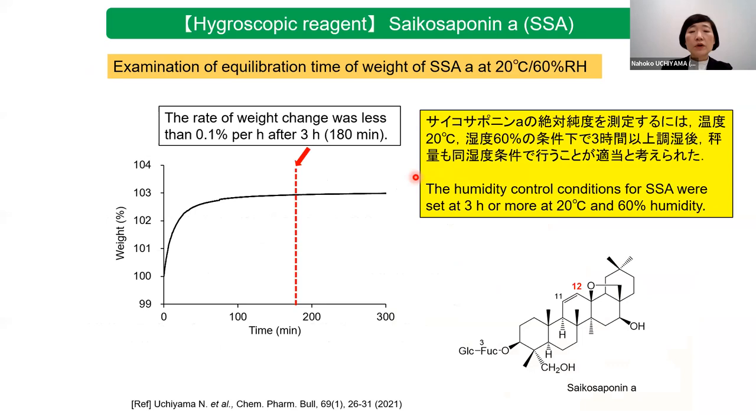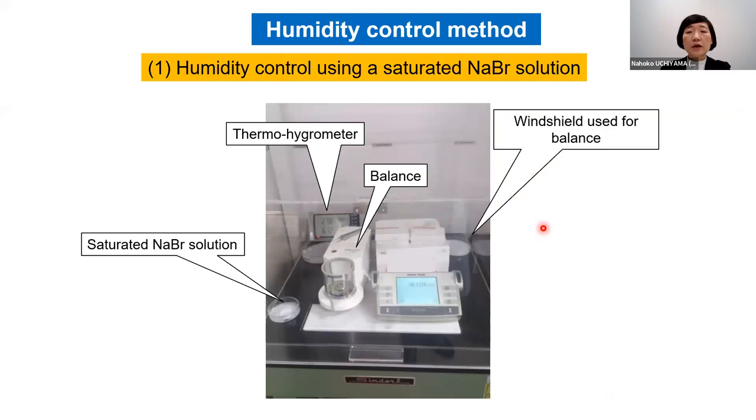Under the condition of 20 degrees and 60% humidity, which was set using TGA equipment, the rate of weight change was less than 0.1% per hour after 3 hours. Therefore, the humidity control conditions for SSA were set as shown here. Next, we performed the QNMR of SSA with humidity control using a saturated sodium bromide solution. As shown here, the balance is set in a windshield and several sodium bromide solutions are set in it for humidity control.